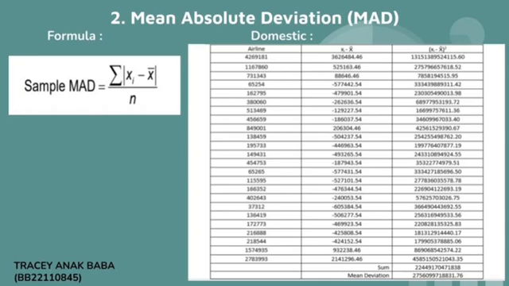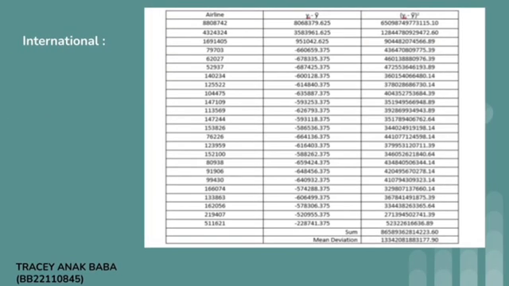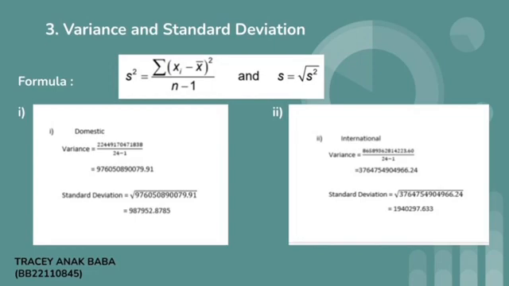The mean deviation is the sum of the absolute value of x minus x bar, divided by the number of the sample. As you can see on this domestic table, the mean deviation is 275,609,971,831.76. This one is the international table. This shows that the international mean deviation is higher than the domestic mean deviation. Secondly, variance and standard deviation.